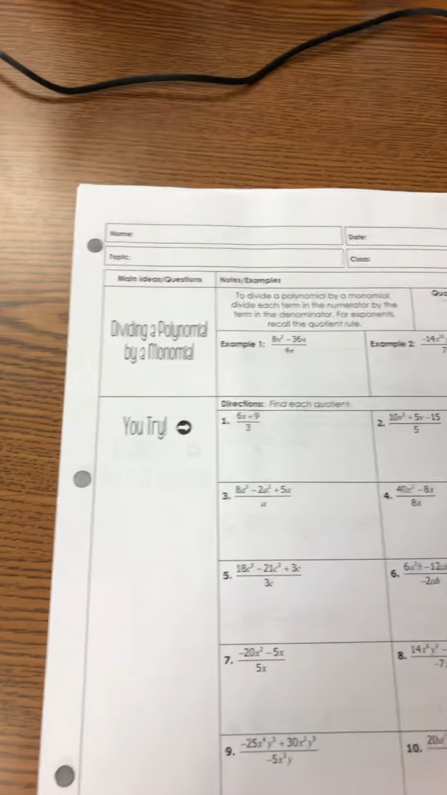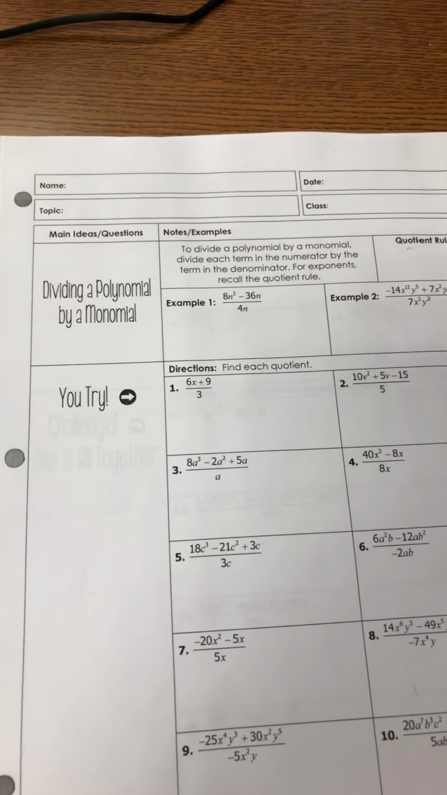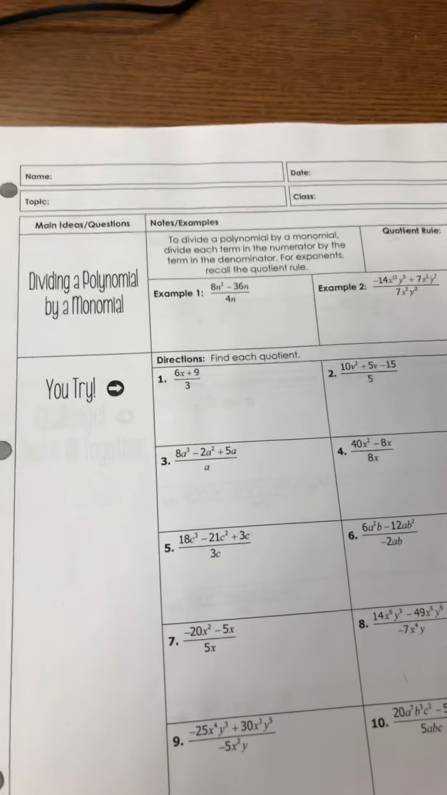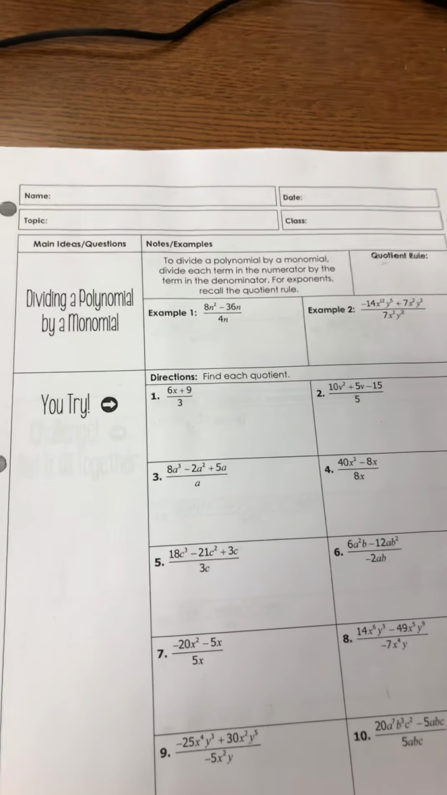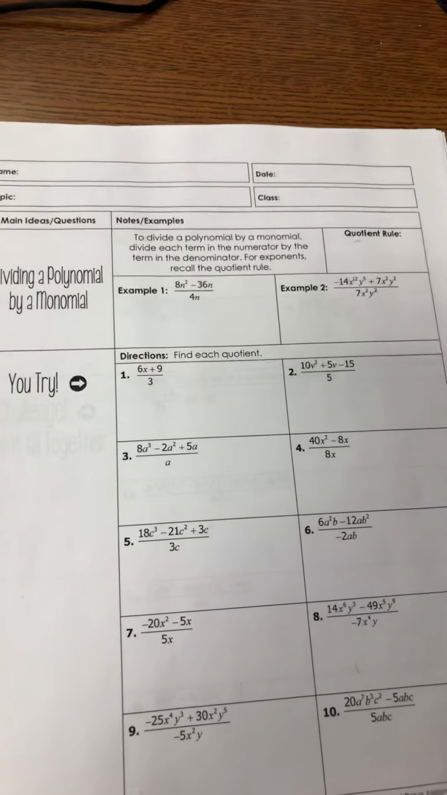Hello kiddos, today we are going to divide polynomials by monomial. Last week we did some addition and subtraction. Remember, we only add and subtract the coefficients in the front. We leave the exponents alone and they have to be like terms.